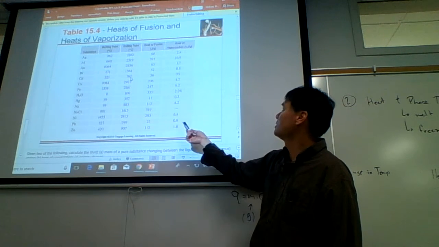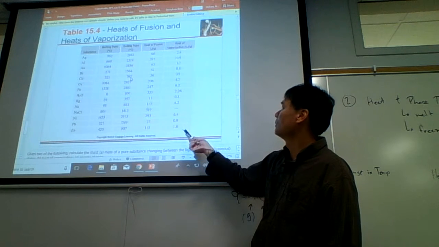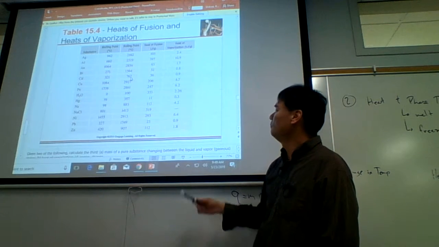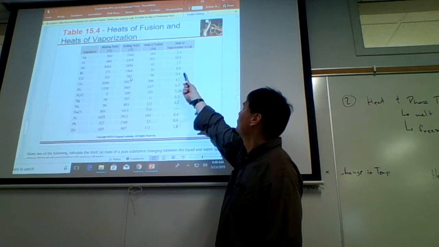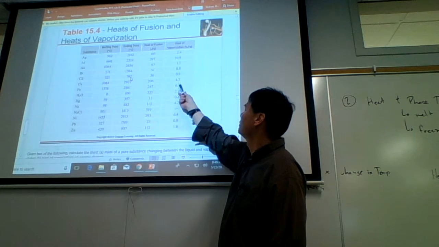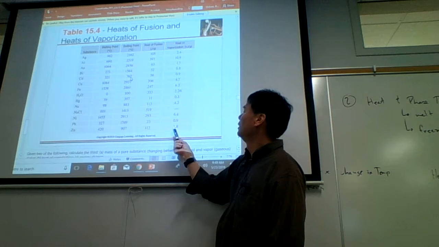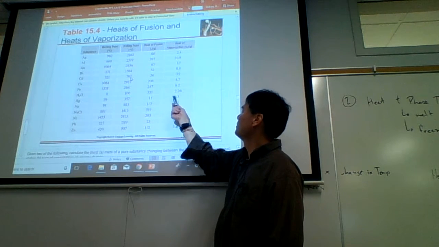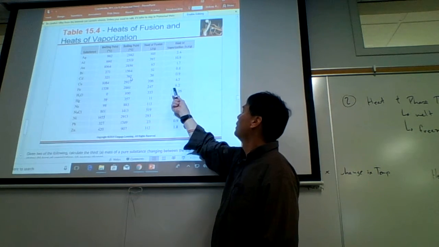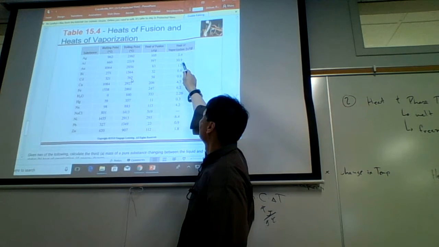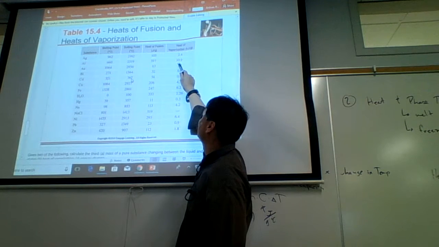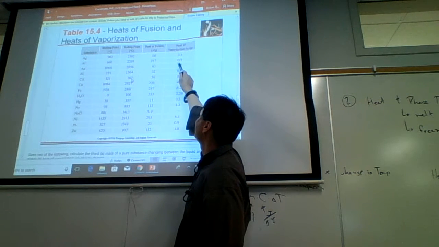Now the reverse process of boiling is condensation. And so for condensation, we have to remove heat. And so for boiling, it's endothermic, so these are all positive. For condensation, we just put a negative sign there. And so if we're boiling aluminum, it's going to take us 10.9 kilojoules per gram. If we're condensing aluminum gas to liquid aluminum, it's minus 10.9.